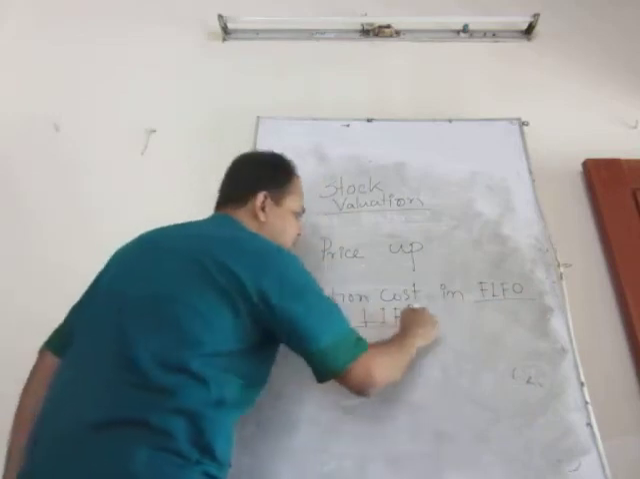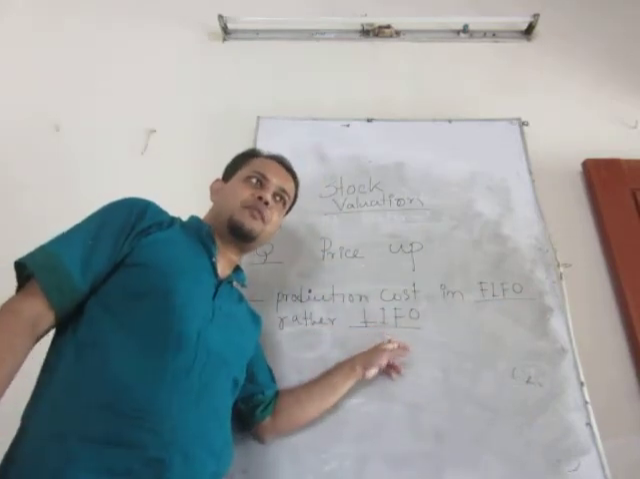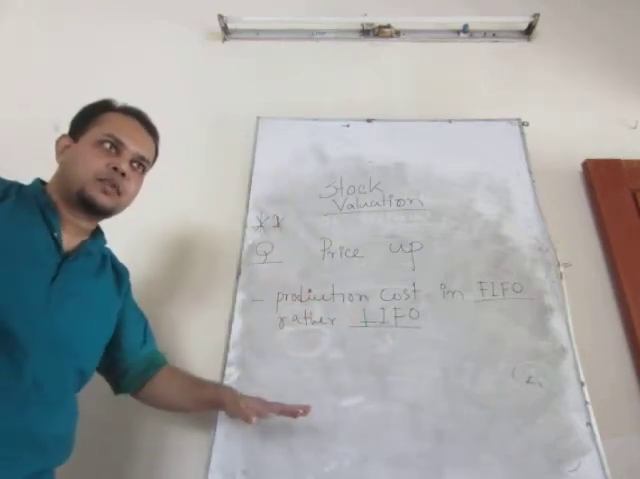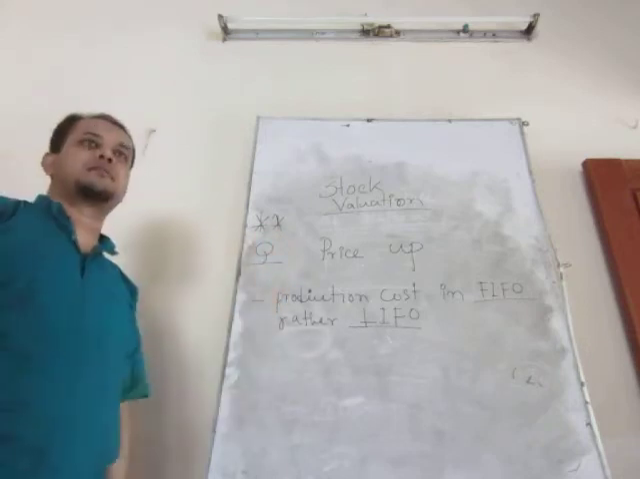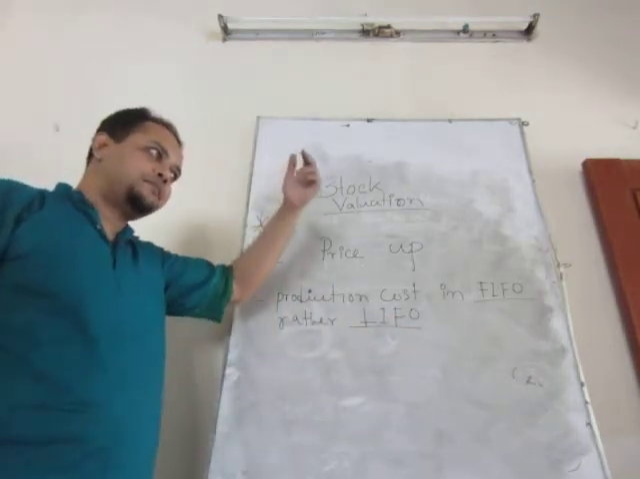FIFO and LIFO. If you use the LIFO method, in that case your issuing is from the bottom, right? Bottom means the increased price. That means in the case of LIFO, your production cost is high.